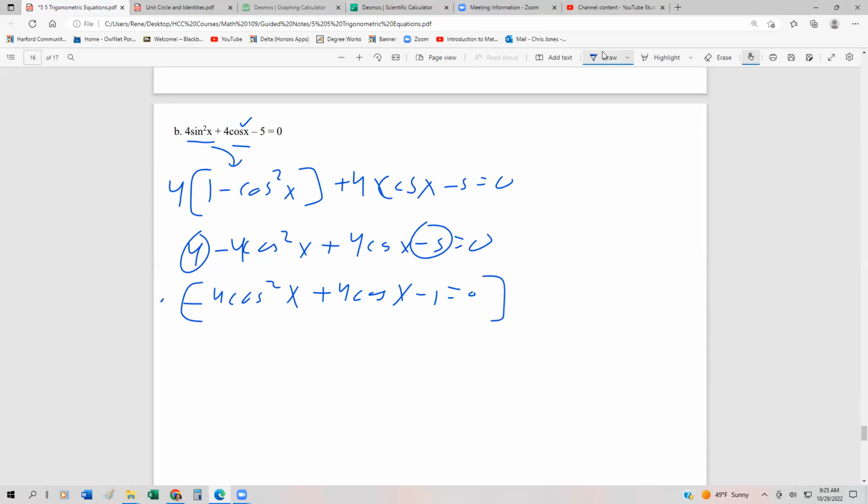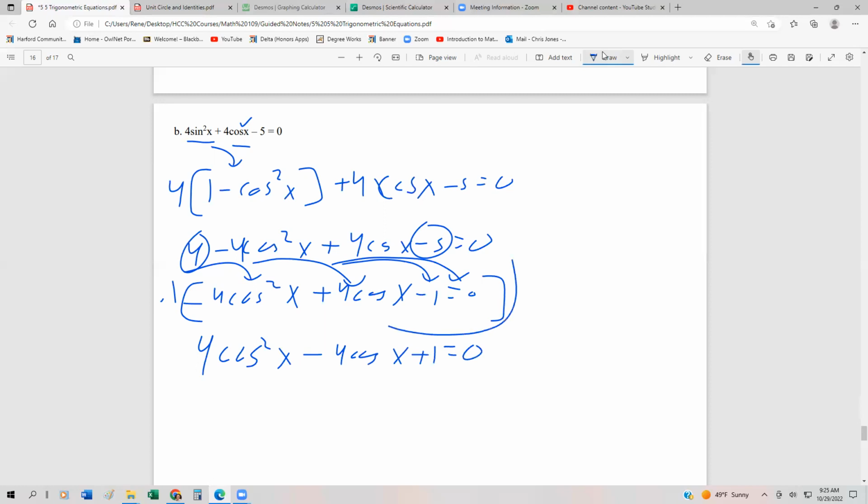Notice that we have a negative as the first term, so I'm going to multiply everything by negative 1. Okay, so a trick that we use quite frequently. So now we get 4 cos square x minus 4 cos x plus 1 equals 0. If I think of this in terms of a polynomial equation, replacing cos with an x, I can get 4x squared minus 4x plus 1 equals 0. And that might be a little bit easier to factor.